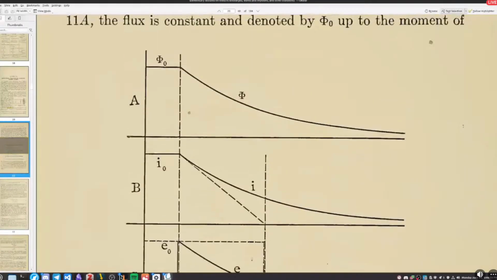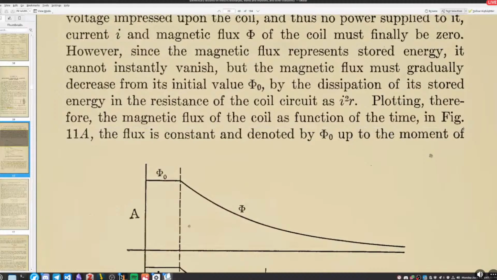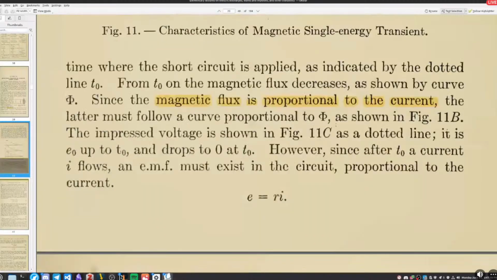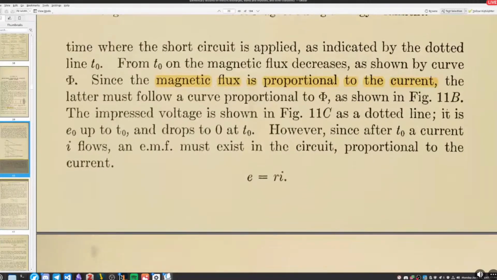Plotting, therefore, the magnetic flux of the coil as function of the time in figure 11a, the flux is constant and denoted by phi naught up to the moment of time where the short circuit is applied, indicated by the dotted line t naught. From t naught on, the magnetic flux decreases as shown by curve phi. Since the magnetic flux is proportional to the current, the latter must follow a curve proportional to phi as shown in figure 11b. The impressed voltage is shown in figure 11c as a dotted line. It is E naught up to t naught and drops to zero at t naught.